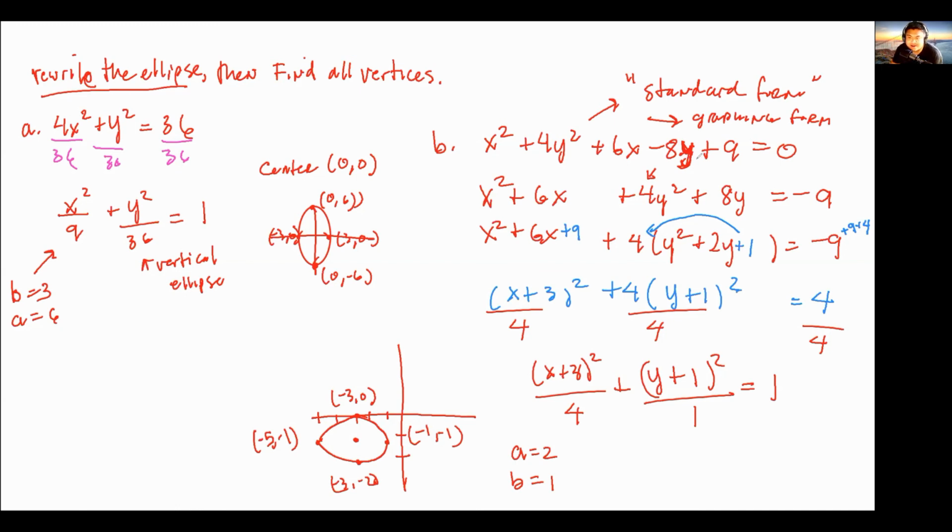That's a lot of work, but this should be familiar because we did this 2 weeks ago in using completing the square twice to change something into graphing form. And this is graphing form. The only slight difference is it's equal to 1. And we had to make it equal to 1 by dividing everything by 4.